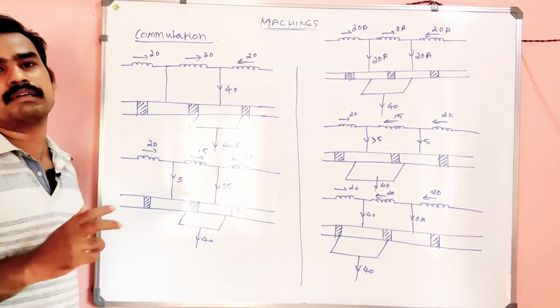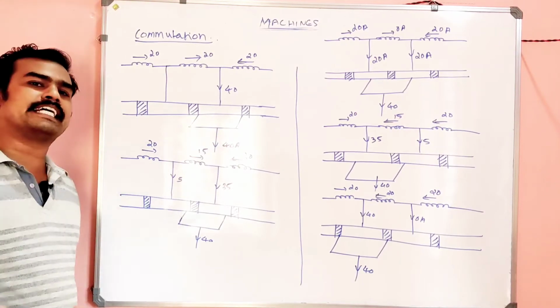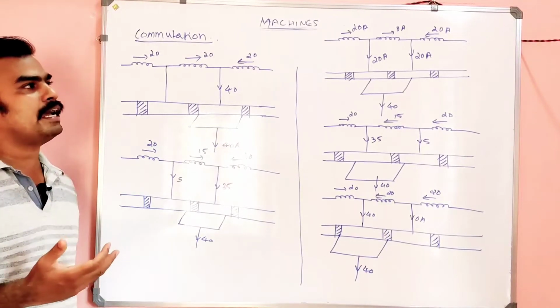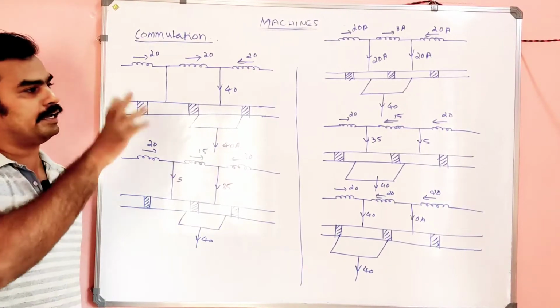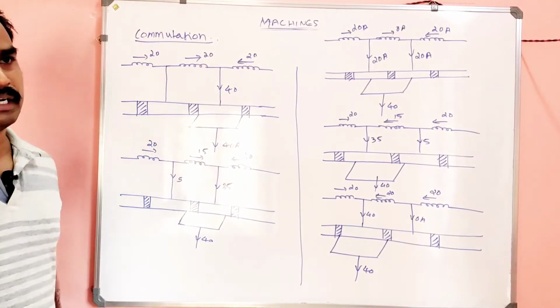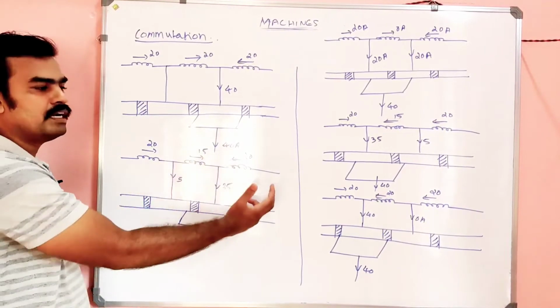Actually it is very difficult to understand the concept of commutation. You can explain commutation in many methods, but the easiest way I found is this diagram, which I am going to explain. So the meaning of commutation is the reversal of current through the coil during the movement of the brushes.